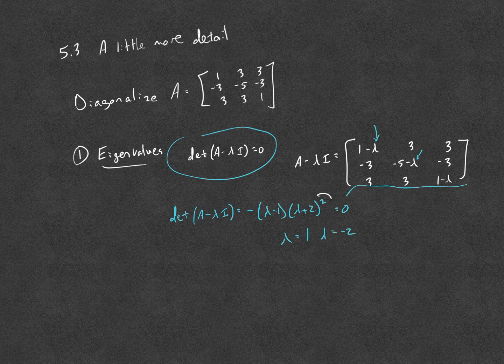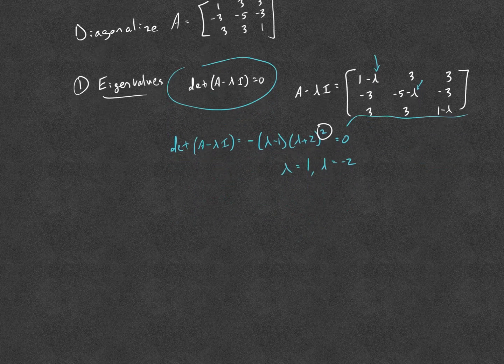And because we have that squared there, that means that -2 has a multiplicity of 2. Just add a comma there. Okay, so that's the first step. So that's what you would do. You could do the determinant by hand, but that would be a little bit ugly, a little bit challenging for this example, for this setup of matrix.